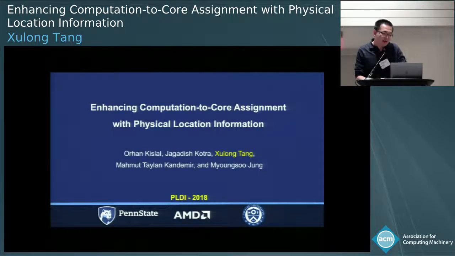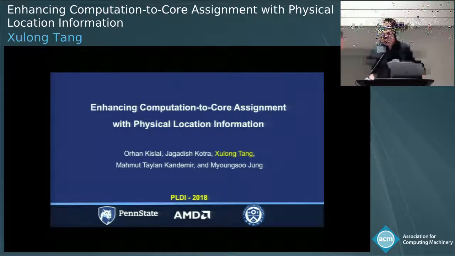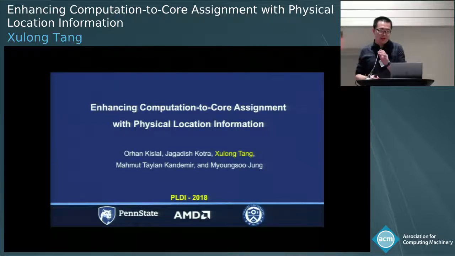So, good morning. I'm Tang Xulong from Penn State. Today I'm going to present work from our group, enhancing computation-to-core assignment with physical location information.